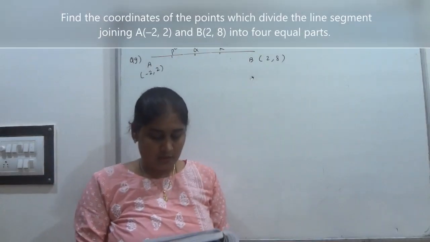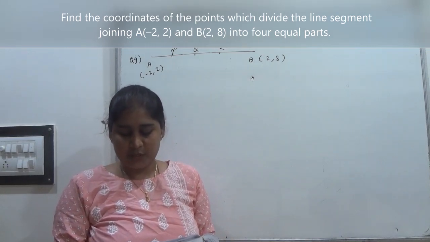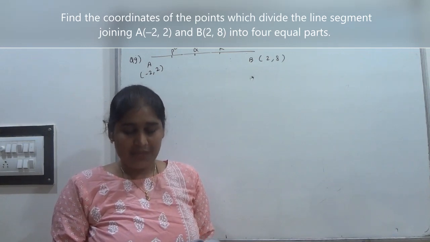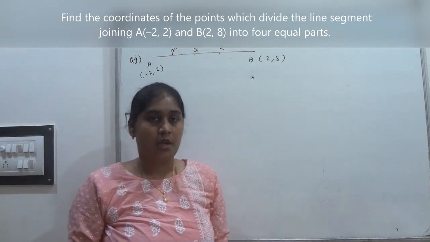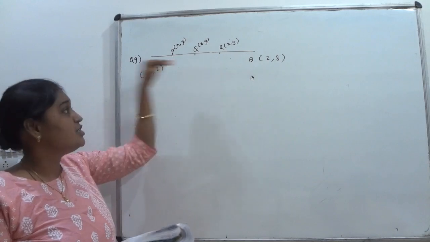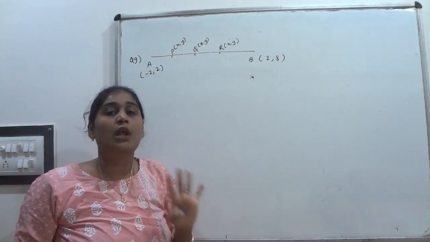Question number 9. Find the coordinates of the points which divide the line segment joining A (-2, 2) and B (2, 8) into 4 equal parts. Here you have to find the coordinate points which divide the line segment AB into 4 equal parts.